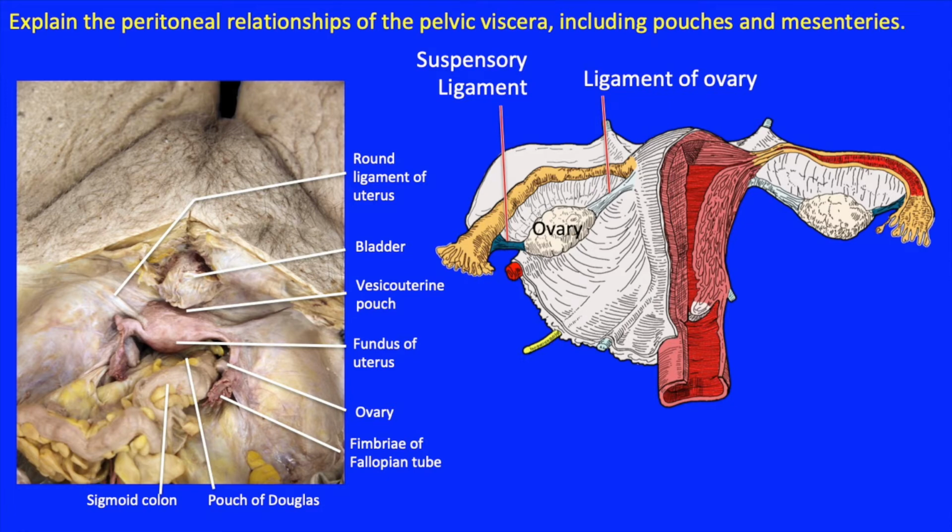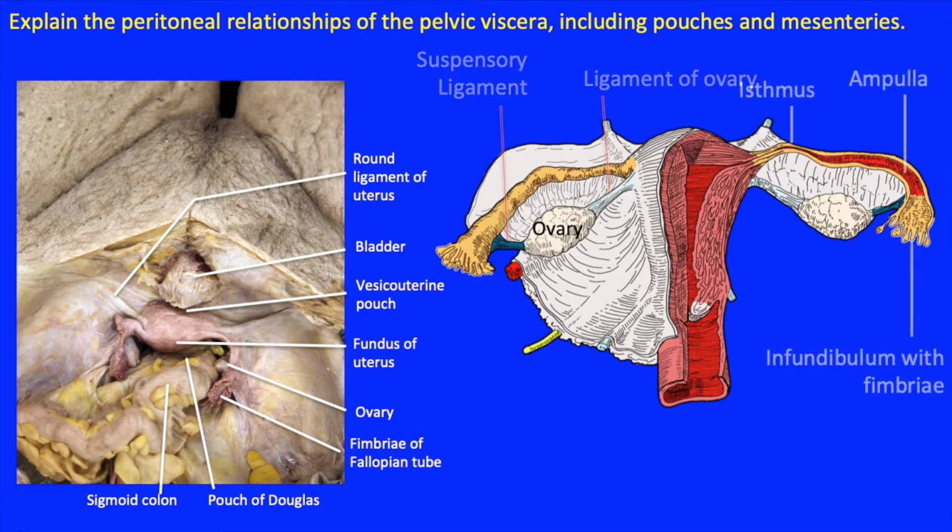Perhaps you should look at these important relationships in your textbook. The second ligament is the ligament of the ovary, between the ovary and the uterus. It is nothing more than a band of connective tissue. Let's now look at the fallopian tube. The infundibulum with its finger-like fimbriae, the ampulla, and the isthmus.